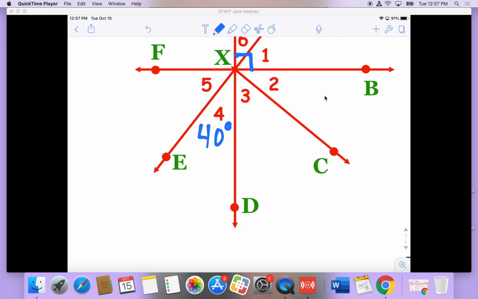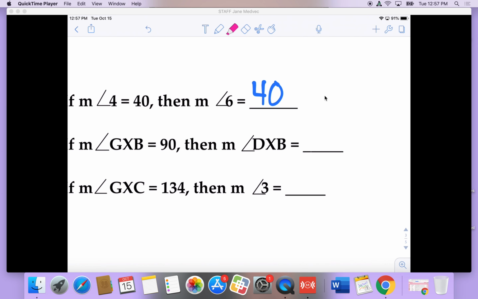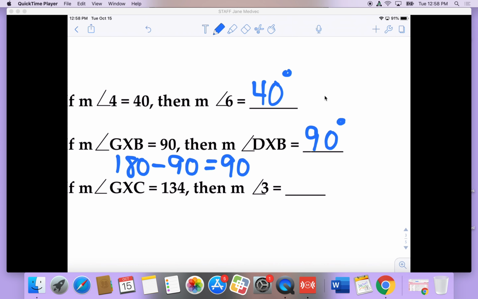So I'm going to come over here and I'm going to go DXB. So how many degrees would this be then? It'd be 90 degrees, right? Why? They're supplementary, right? Absolutely. Yep, they're supplementary. So I'm going to come down here then, and I'm going to go, okay, if I have 180 degrees and I subtract 90 degrees, I get 90 degrees. And so this is 90 degrees.